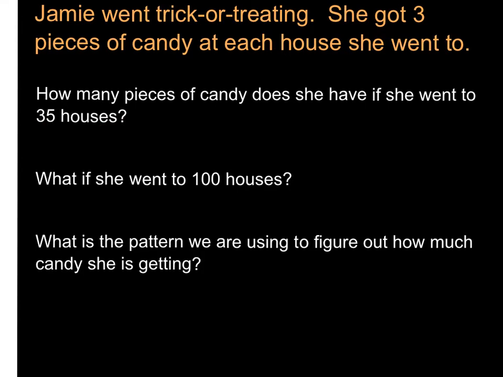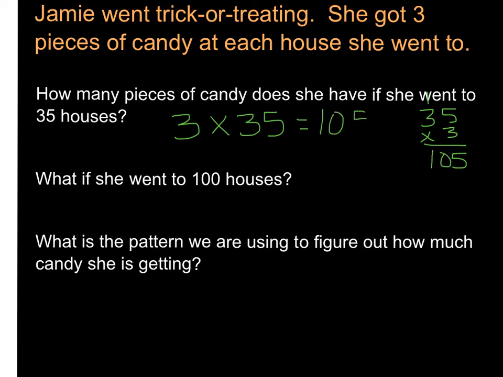What would be our math? If I got 3 pieces of candy at every house, I would multiply it by 35, rather than adding 35 times in a row with repeated addition. So 3 times 35, do our math over here on the side, we get 105. She would get 105 pieces of candy.